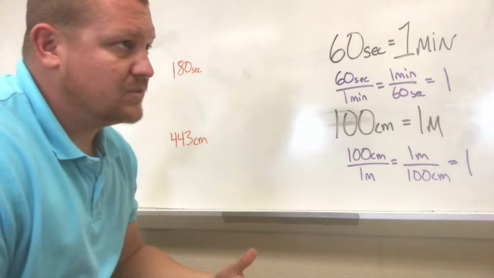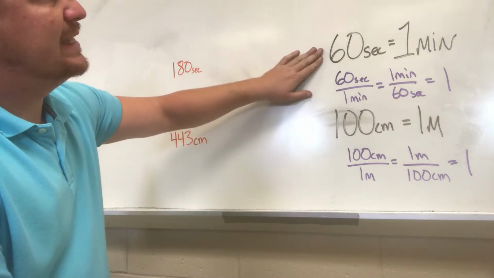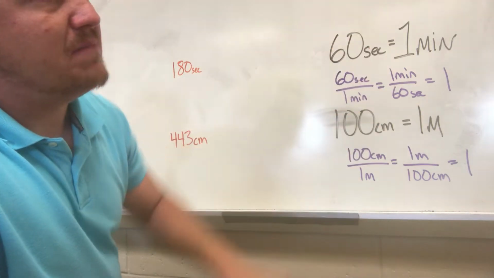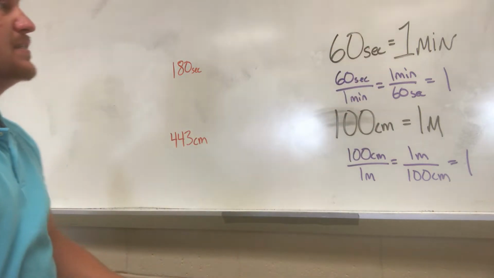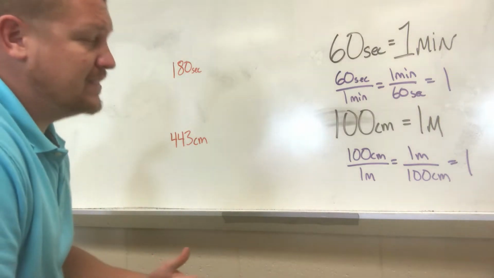So, things that we know. We're using something we know to convert to something else. We know that 60 seconds is 1 minute, or 1 minute is 60 seconds. These are the same thing. So we can build a conversion factor with this information.